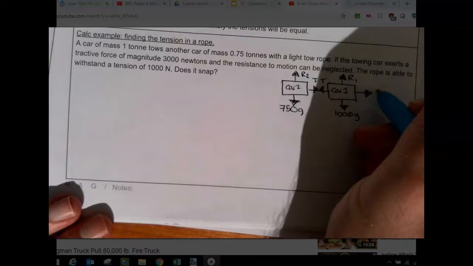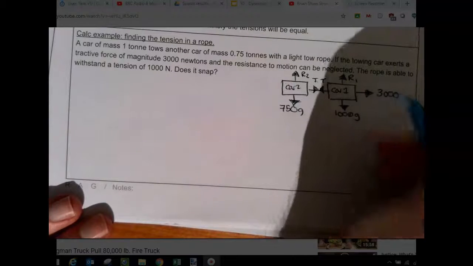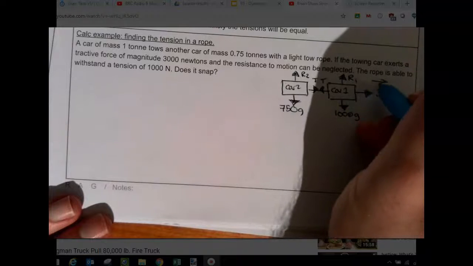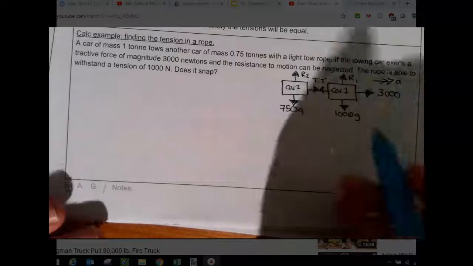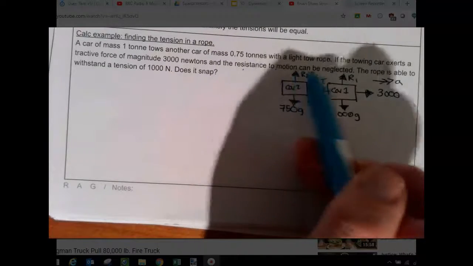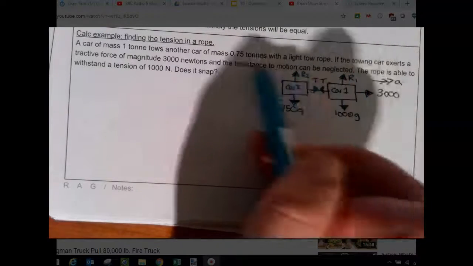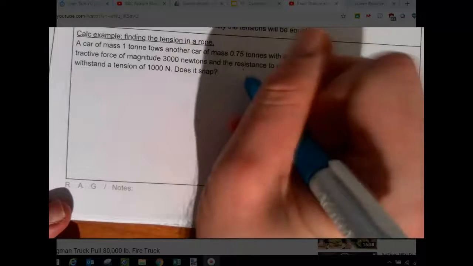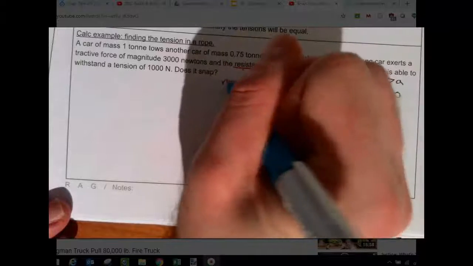And then we've got a tractive force of 3,000 newtons, and we're expecting to see acceleration in the direction of that force. The other thing to notice is resistance to motion can be neglected. This tells us that there is no friction. So resistance to motion can be neglected, no friction.